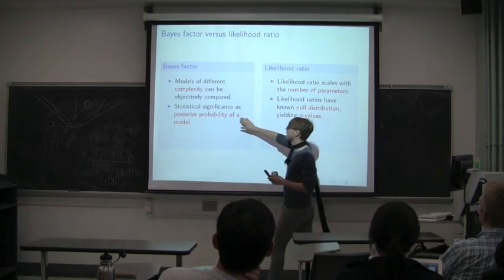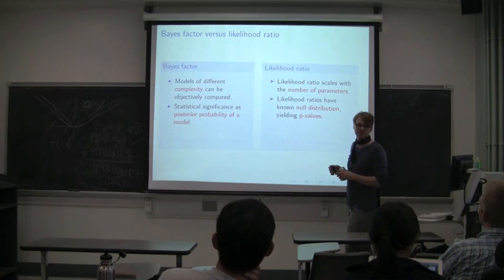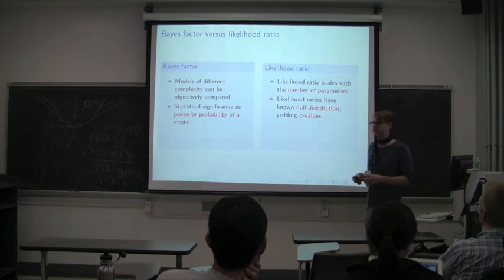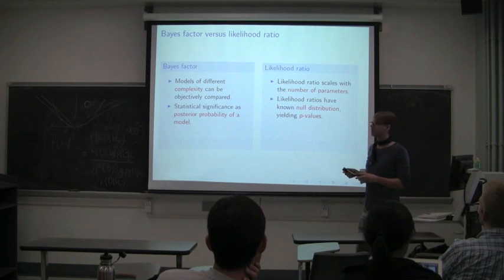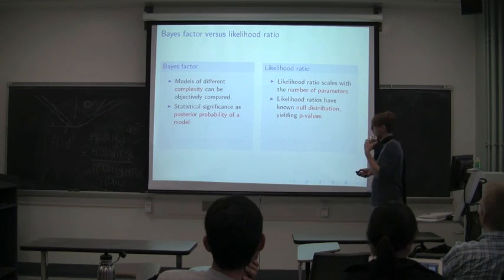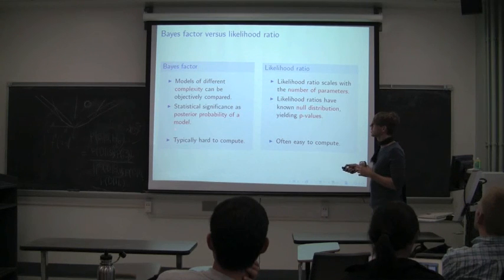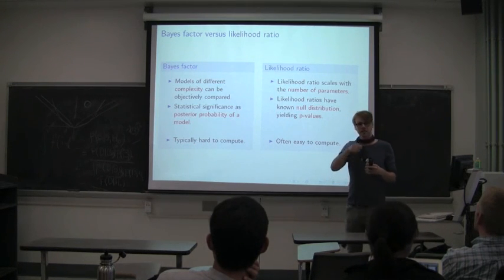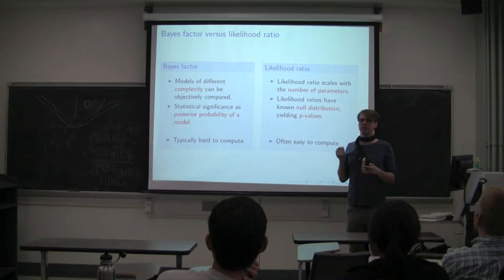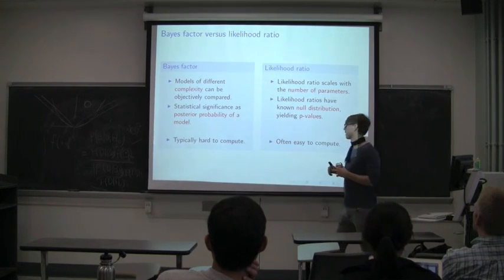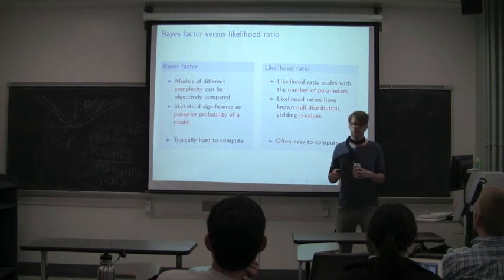We cannot compute the p-value for the Bayes factors. We don't know the distribution of these. But they are already probabilities, so we don't really need a p-value for them. They already, by themselves, tell you something about statistical significance. It's just a different interpretation. The problem with these is that, unless you do this simple conjugate framework, they're often very hard to compute, while the likelihood ratios are typically easy to compute.